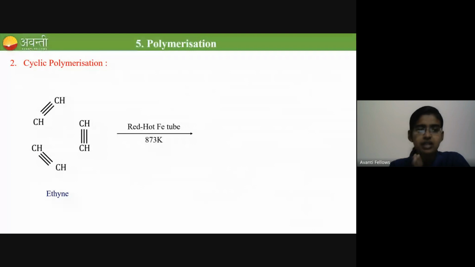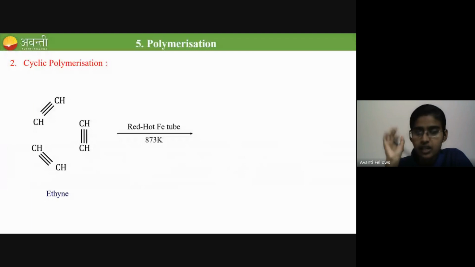So here I have taken 3 moles of ethyne. Okay. Now this ethyne is put into the iron tube. It's put into the red hot iron tube, and it is heated up to 873 Kelvin, which is a very, very high temperature.